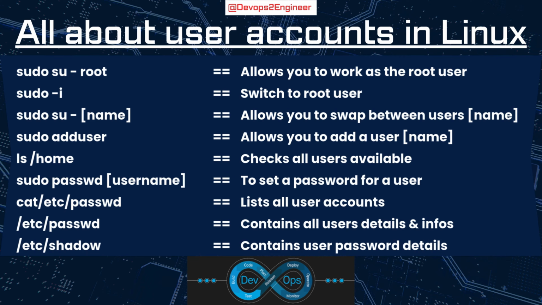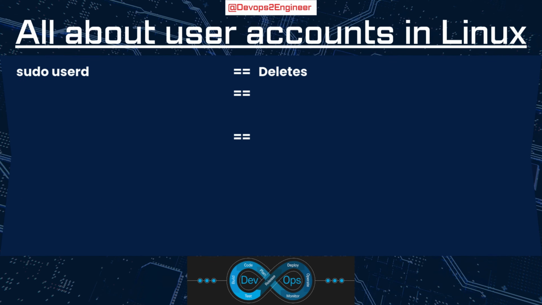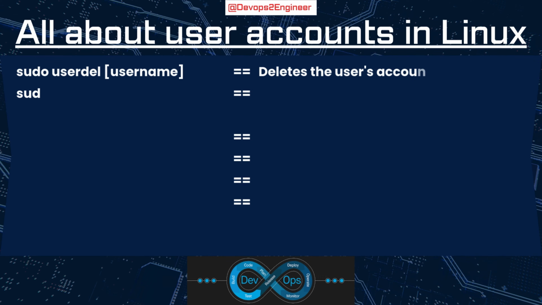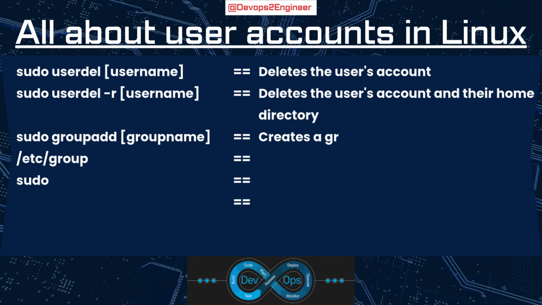/etc/shadow contains all the users' password details. Sudo userdel, then the username, deletes the user's account. Sudo userdel -r username deletes the user's account and their home directory.